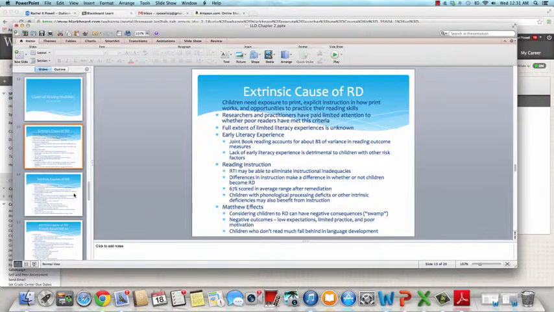In regards to reading instruction, now we have RTI, response to intervention, in place now, and it may be able to eliminate instructional inadequacies. Again, may, because you have to ensure that the RTI that's being used is effective and appropriate and being changed to meet the children's needs. But differences in instruction do make a difference in whether or not children become reading disabled.